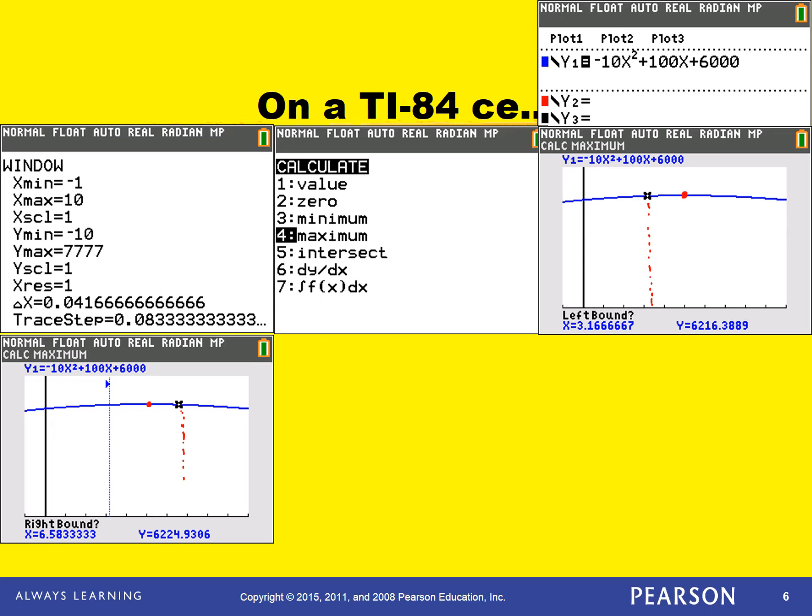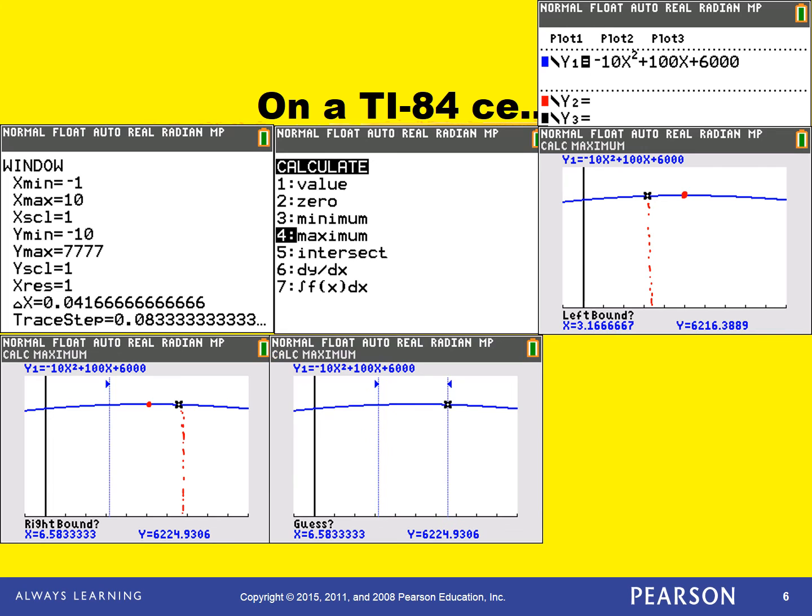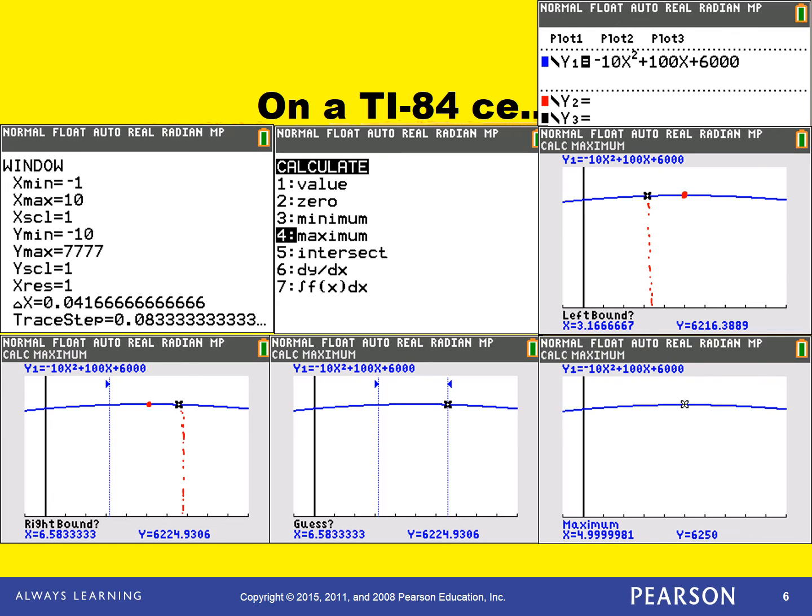You know, find this max. But that's a right bound on it. And so now we have a left bound and a right bound. The calculator knows to look for a max, a peak, a vertex between those two bounds. And so then we say, yes, go ahead and guess at the vertex.